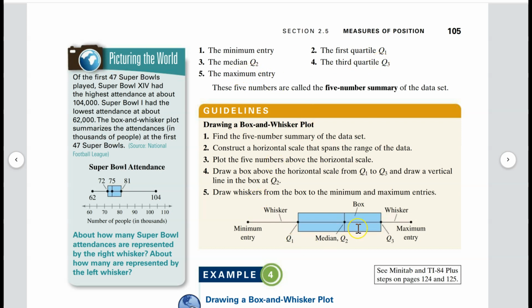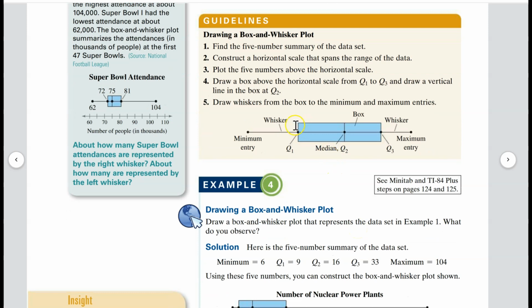Okay, this is what a box and whisker plot looks like. This would be called the left whisker, and that's the minimum. Over here, we have the right whisker. That's the maximum. And here we have a box. The left edge of the box is Q1. The right edge of the box is Q3. And then there's a line somewhere inside the box, not necessarily in the middle, and that is the median, aka Q2.